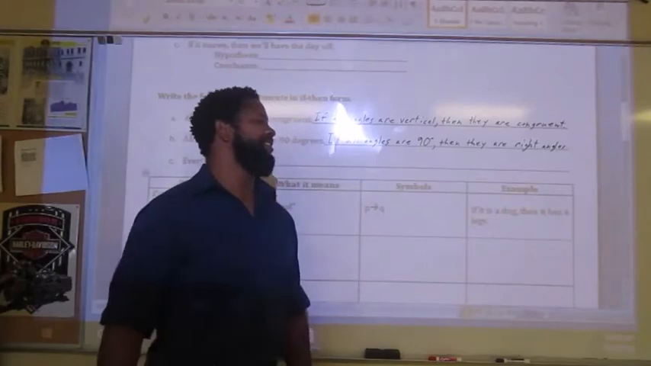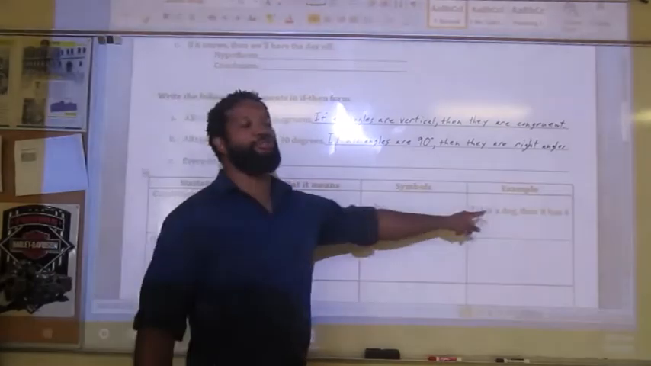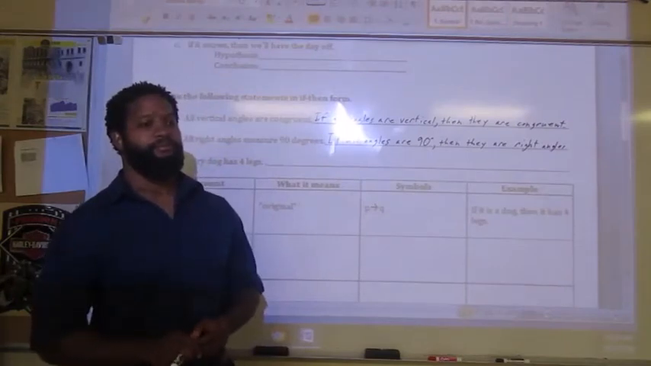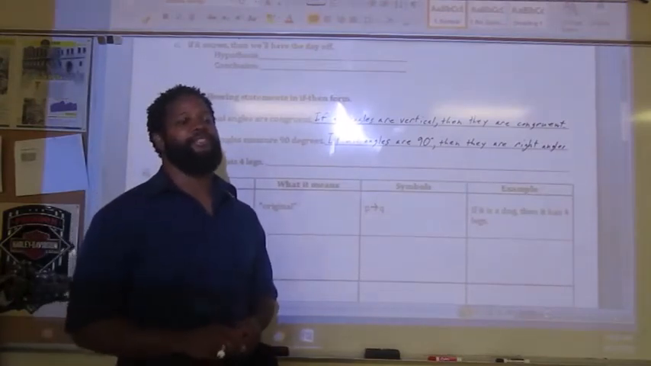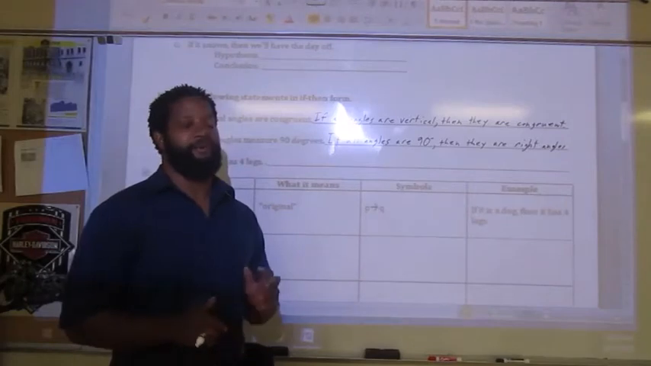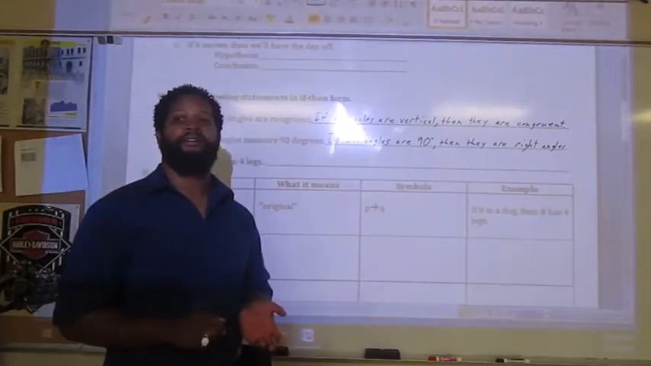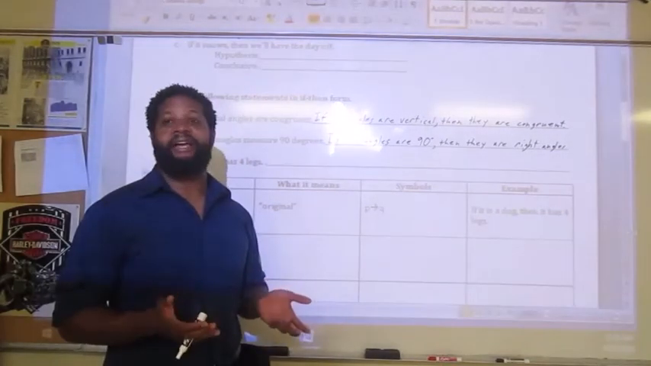If it is a dog, then it has 4 legs. Is this a true statement? No, some dogs are born with 3, some dogs lose a leg. But theoretically speaking, no, it's not true. If it is a dog, it has 4 legs. Is that not a true statement though?